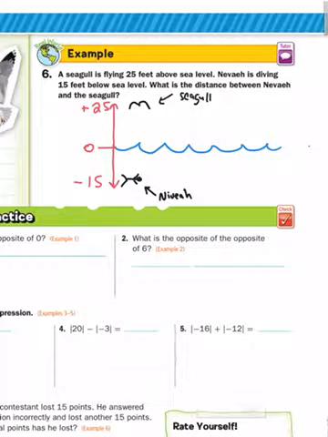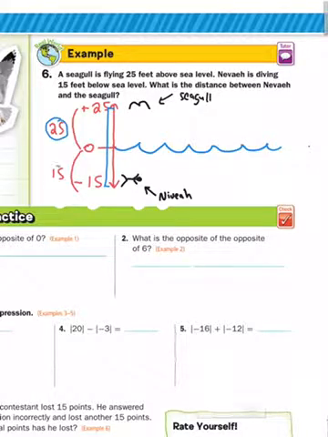Now, the distance between the seagull and 0 is going to be 25 feet. The distance between Nevaeh and the sea level is going to be 15 feet. So to find the total distance, if you want to know how far away is Nevaeh from the seagull, you have to add these two amounts. And 25 plus 15 is 40. So they are going to be 40 feet apart.